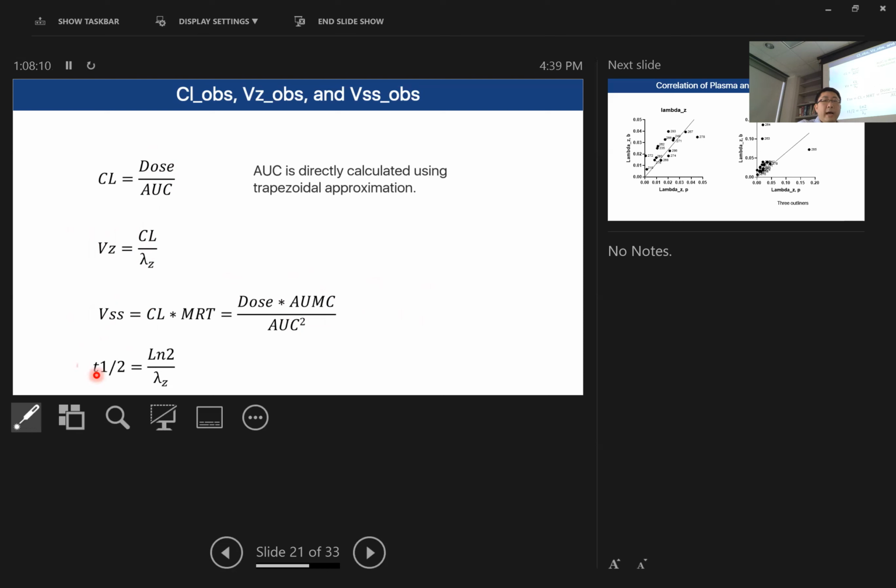And then to calculate the half-life, you use log 2 divided by the elimination rate constant. That's how you calculate the half-life. Okay. This is the equation.